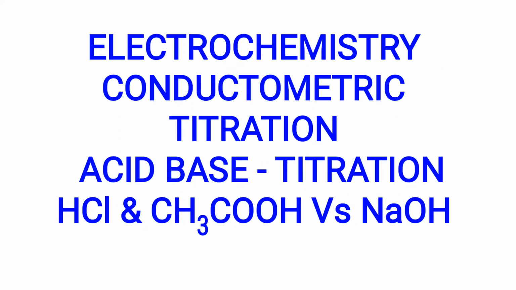Today in this video, we are going to discuss the topic of electrochemistry. In conductometric titration, acid-base titration, we can take the example of a mixture of acid versus sodium hydroxide. The mixture of acid contains a strong acid, hydrochloric acid, and a weak acid, acetic acid.